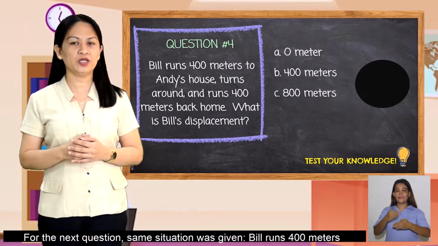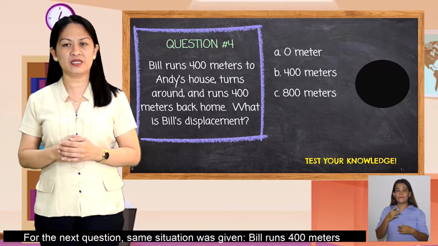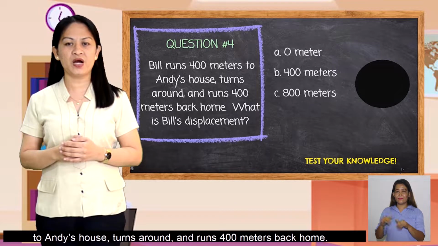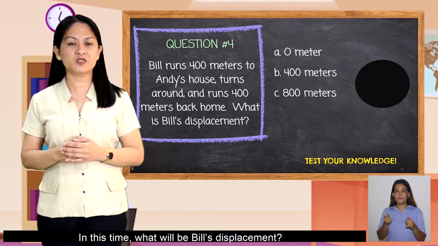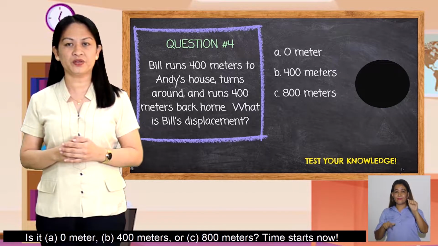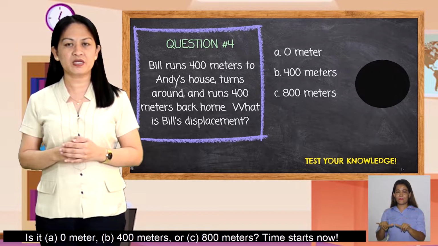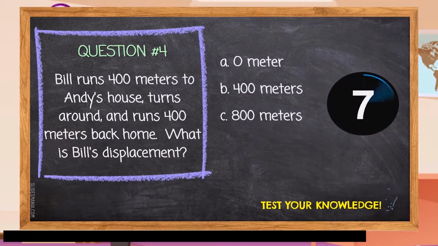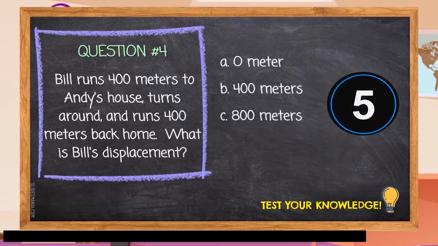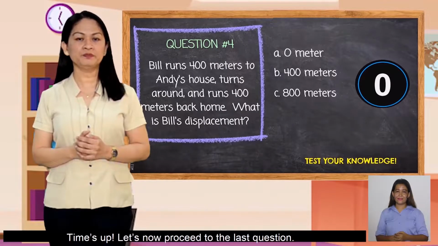For the next question, the same situation was given. Bill runs 400 meters to Andy's house, turns around, and runs 400 meters back home. And this time, what will be Bill's displacement? Is it A. 0 meter, B. 400 meters, or C. 800 meters? Time starts now. Time's up.